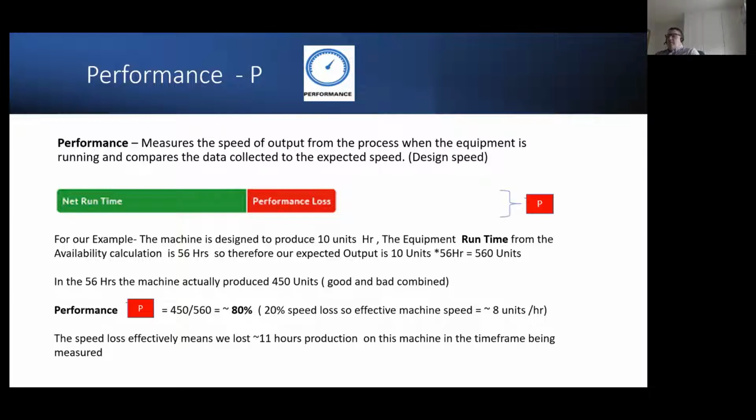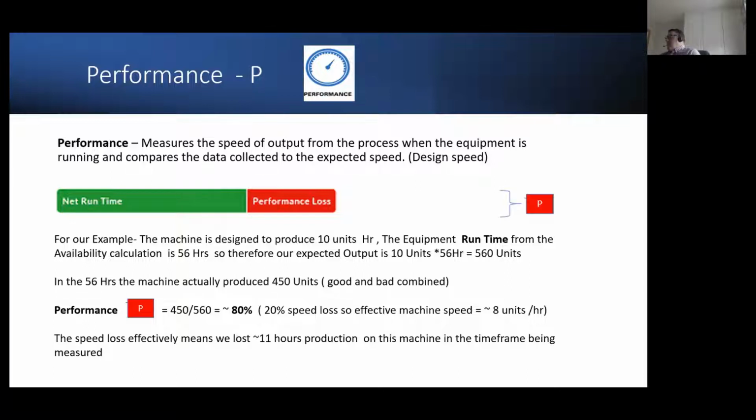But we only actually produce 450 units for this, and they are both good and bad. So the units that it produced down the line, there were 450 of those. So our performance factor then is 450 units as opposed to 560 units that we expected. This gives us an 80% performance of the machine. It shows us that there's a 20% speed loss. So effective machine speed is not 10 units an hour, but 8 units an hour.